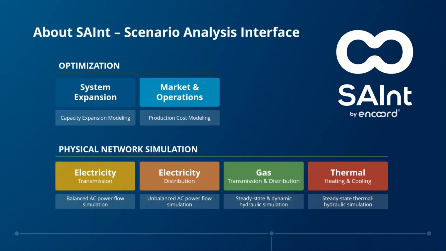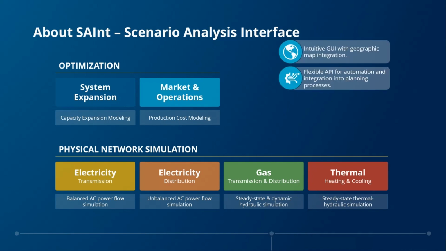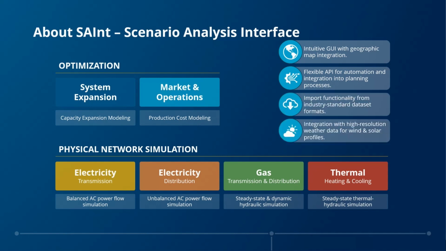How do people typically use Saint? Saint is an intuitive graphical user interface with geographic map integration. It also offers a flexible application programming interface or API, which is very helpful for automation and integrating Saint into your existing planning or modeling processes. Finally, Saint also includes import functionality for many industry standard dataset formats. Additionally, Saint is integrated with many high-resolution weather data sources.